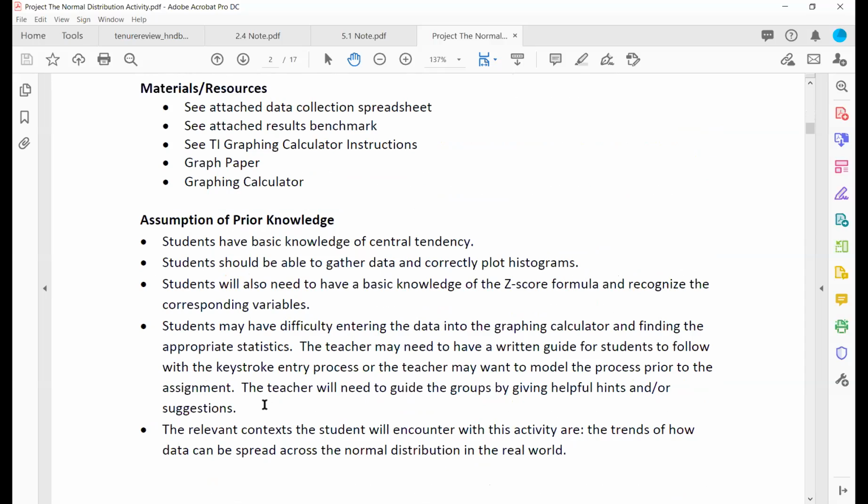So these are the assumptions of prior knowledge. You need to know about z-score. You need to know about the center of the data. You need to know about variables very well and how to use your graphing calculator. You can either use your online emulator, or if you have a TI-83 or TI-84, those are absolutely fine as well.